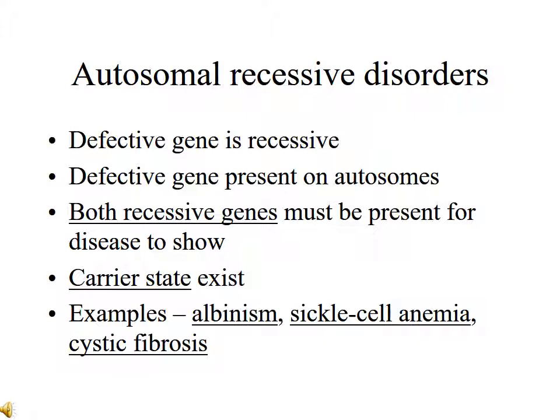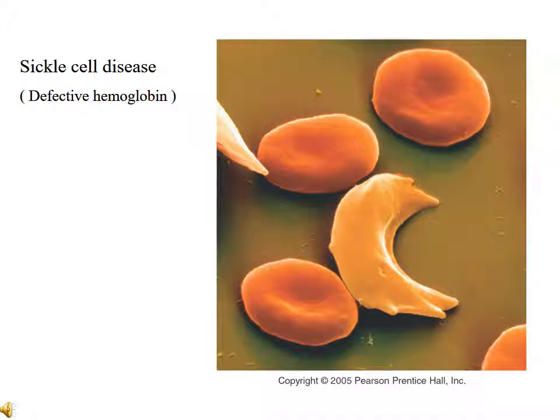Carrier states can exist, and examples of this, as you can see, will be albinism, sickle cell anemia, and cystic fibrosis. To illustrate this particular genetic abnormality, let's look at sickle cell disease, an autosomal recessive disease. In this case, you can see that the cells do not look normal, and they do not look normal because the hemoglobin, a major important protein in the cell, is defective. And as a result, a disease state will result.